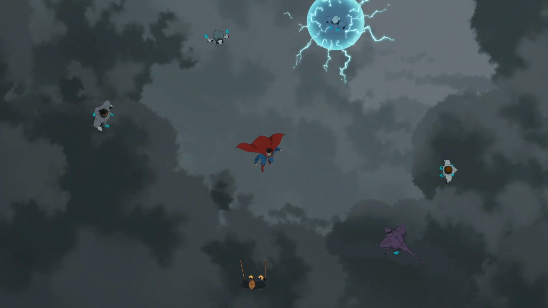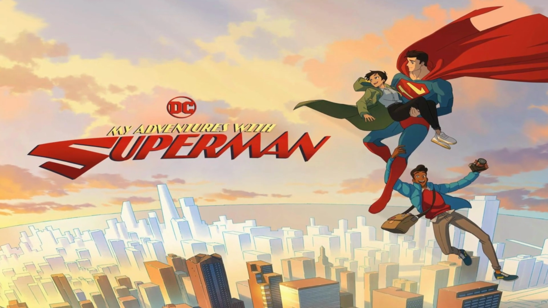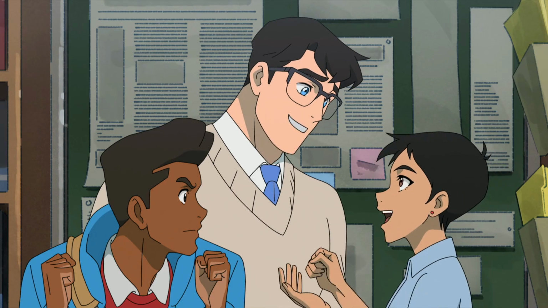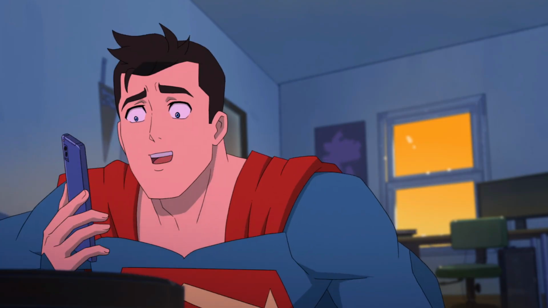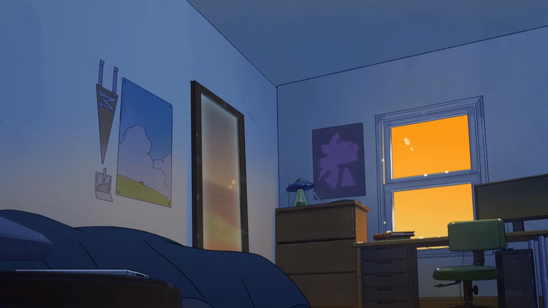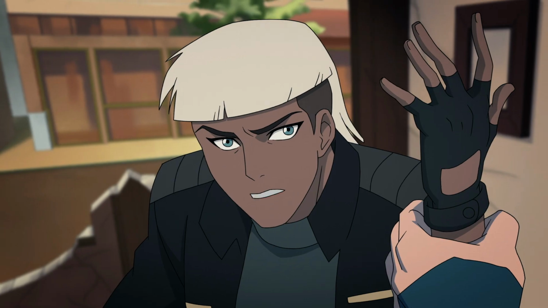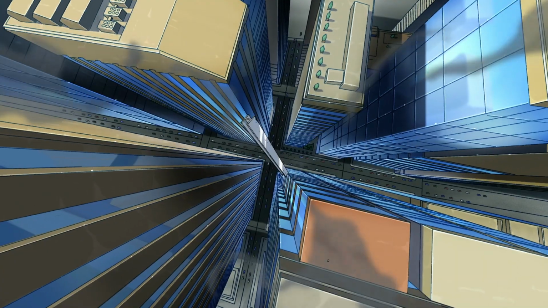My Adventures with Superman is a breath of fresh air in a dark world of DC Comics. We finally get a version of Clark Kent that isn't brooding all the time. Instead, we're introduced to a Superman who's witty and funny. But what about the iconic Superman villains? Well, we're introduced to some of them, and they completely represent their comic counterparts, while adding a unique twist.